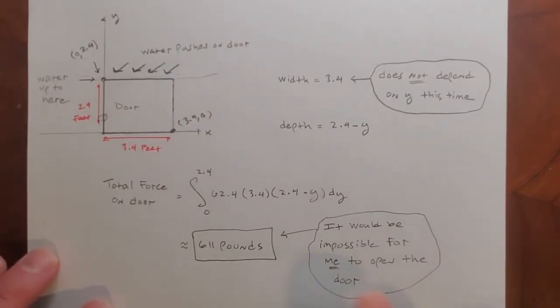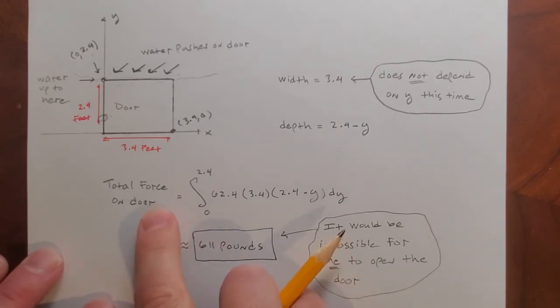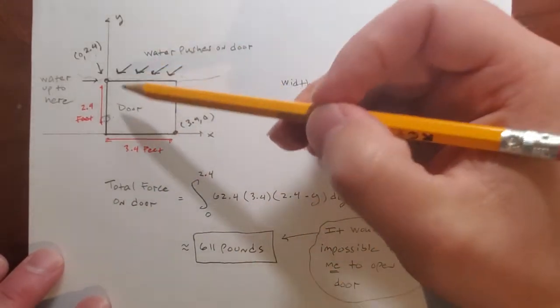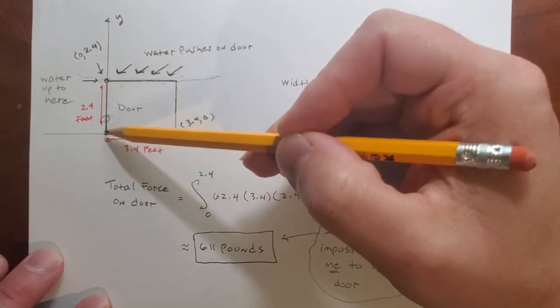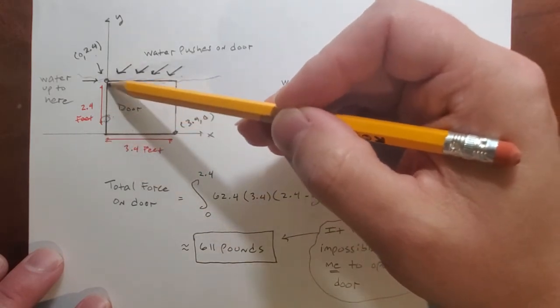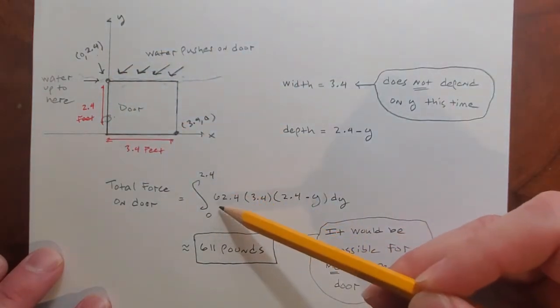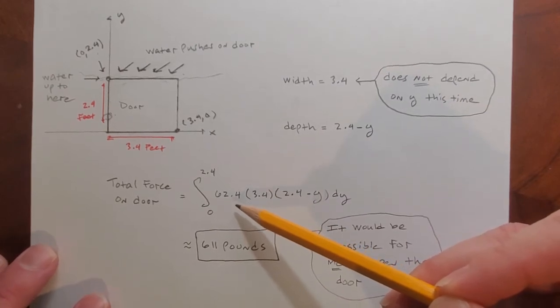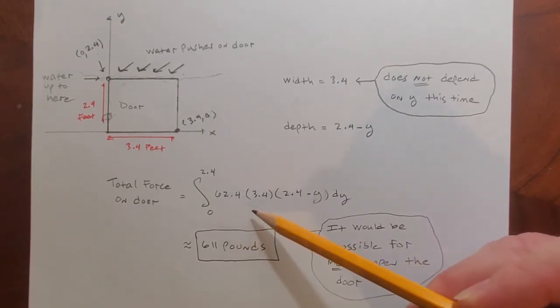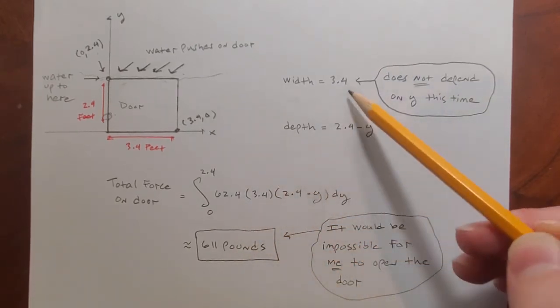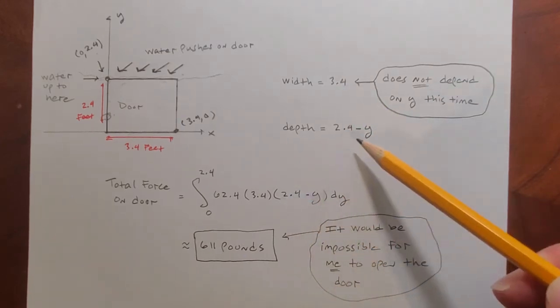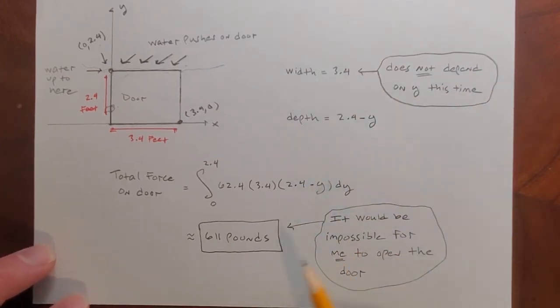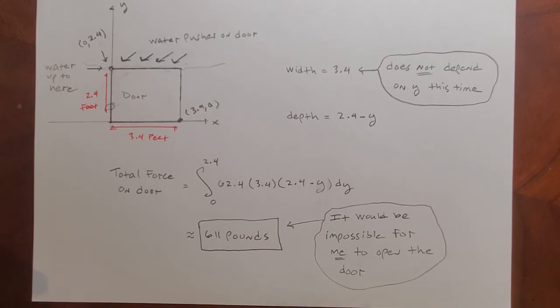So, all right. Total force on the door. Here's our integral. As I position this door, it spans the y-axis from 0 up to 2.4. Those are my bounds. 62.4 pounds per cubic foot, that's the weight density. 3.4 is the width. 2.4 minus y is the depth. dy. That's going to be 611 pounds.